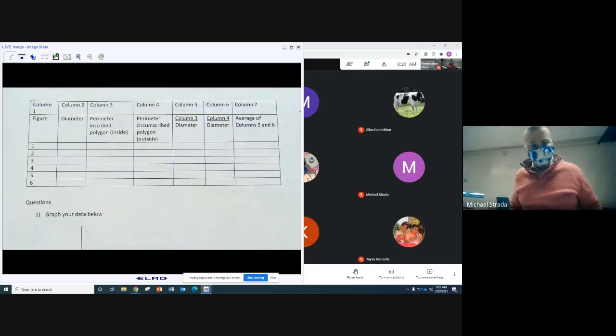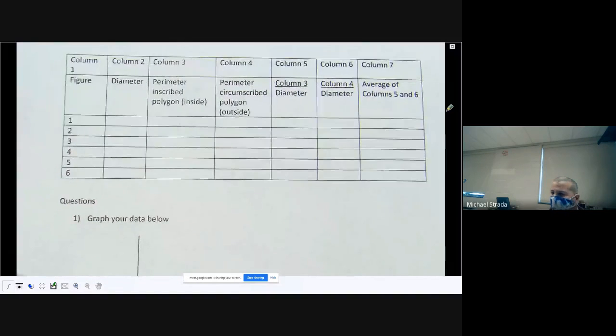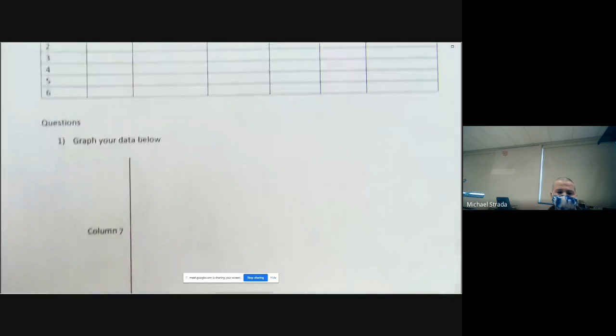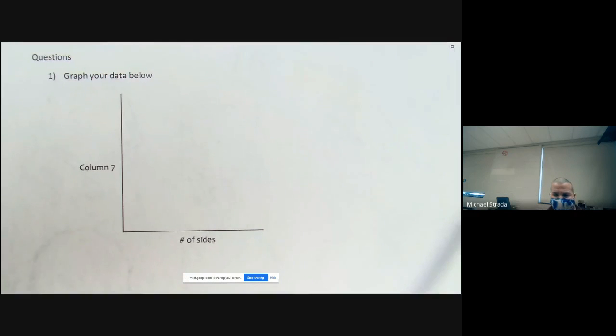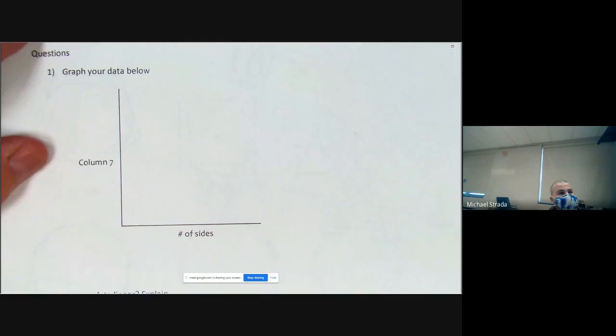All right. So that's what we got. Okay? Everybody good with how you're putting in your data? Now you're coming down here. Graph your data below. Number of sides, column 7. All right? So basically, you're going to take each of your figures.